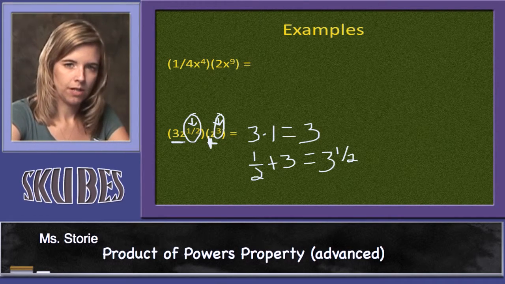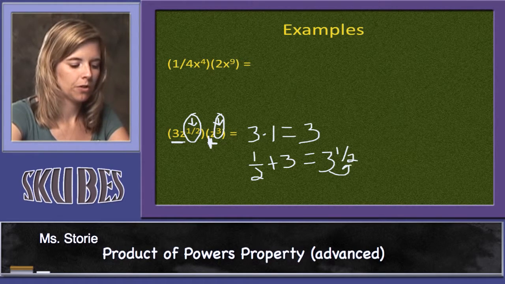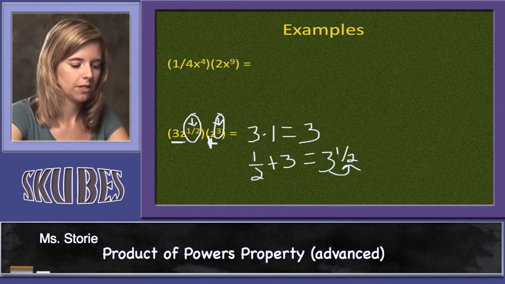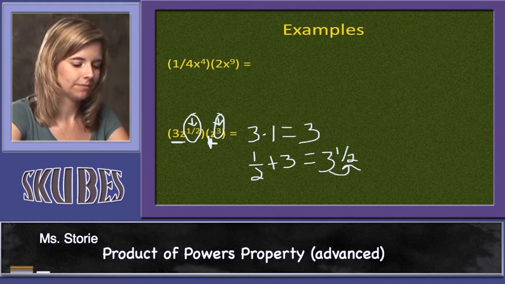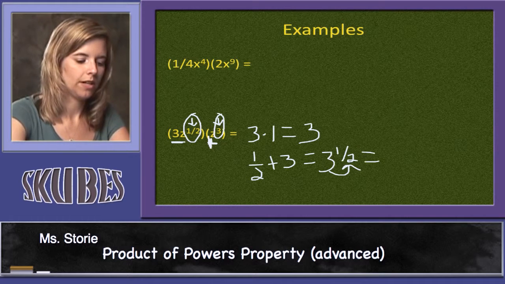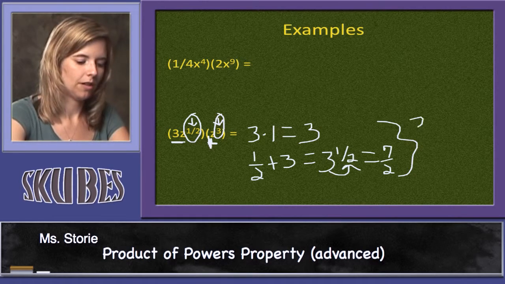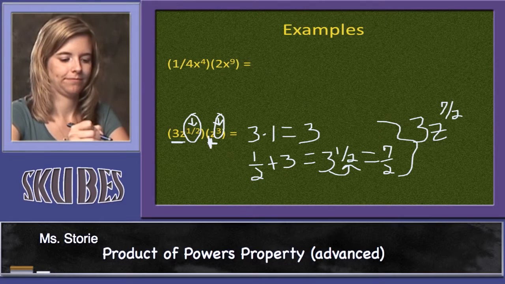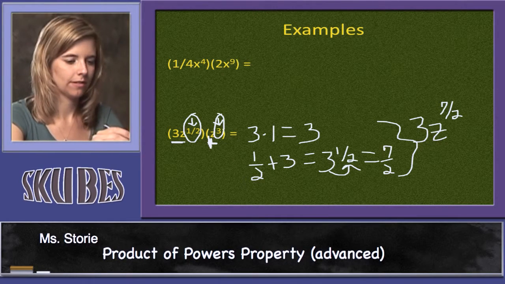But you can't write an exponent as a mixed number. You're going to have to make it an improper fraction. So if you remember, you multiply the whole times the denominator and then add the numerator. So it's 3 times 2 plus 1. So it's 6 plus 1 is 7. So that's really 7/2. So your final answer is going to be 3z to the 7/2. We added the exponents and we multiplied the coefficients.